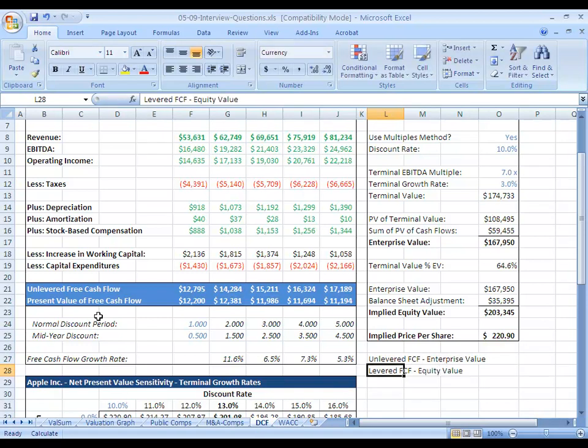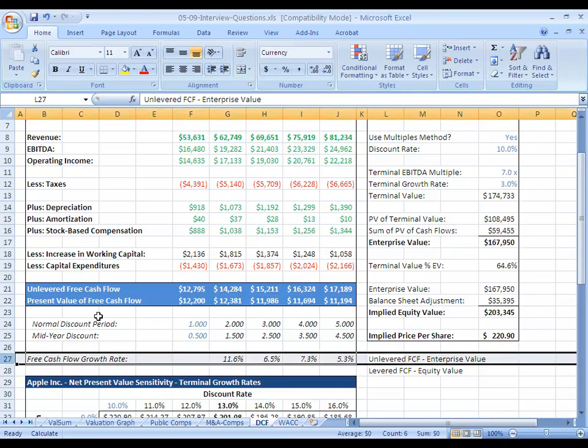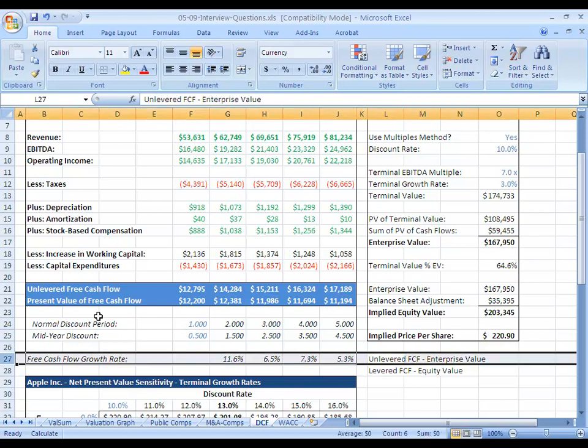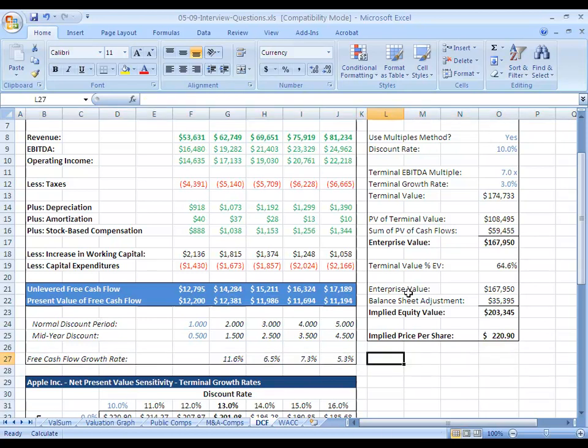In terms of when to use which one, 99% of the time we use unlevered free cash flow in investment banking because we always want to get to the company's enterprise value. There are some scenarios which we'll look at later on when we might use levered free cash flow instead and use equity value based multiples, but most of the time we want to get to enterprise value, so we use unlevered free cash flow.